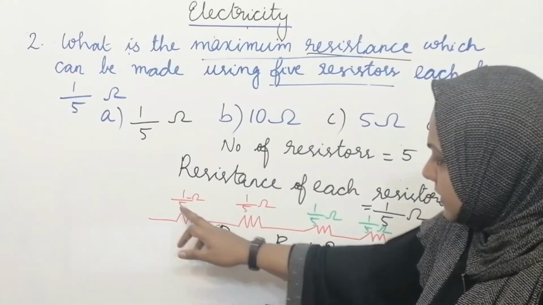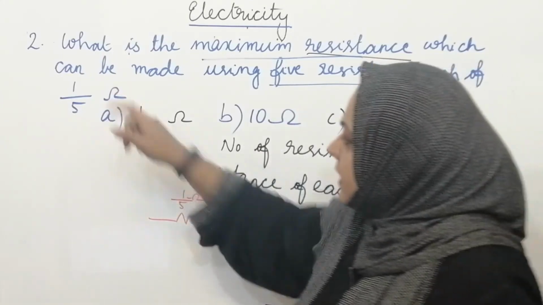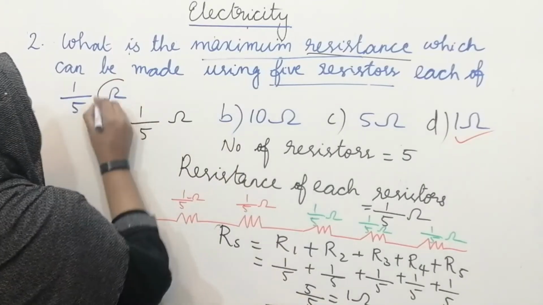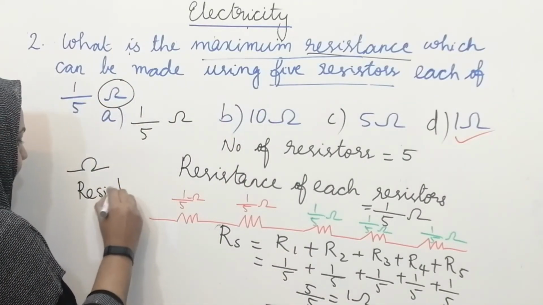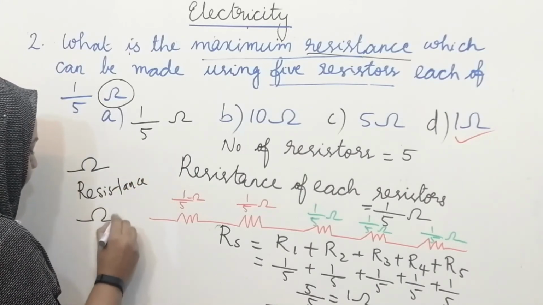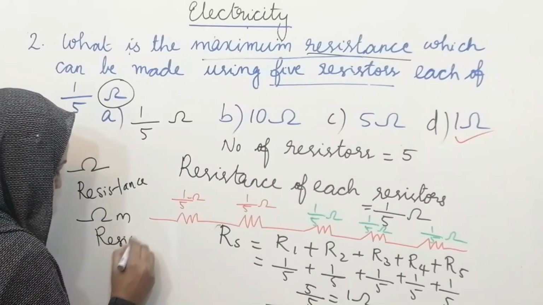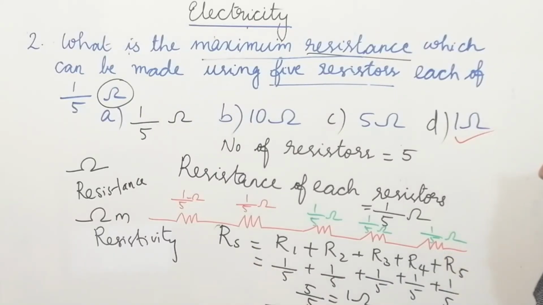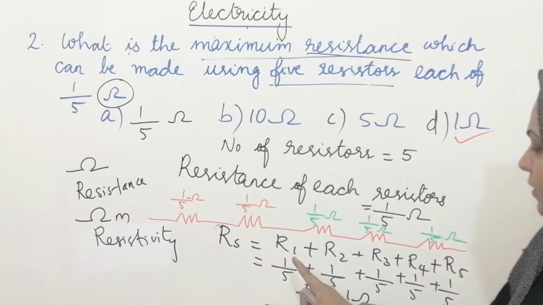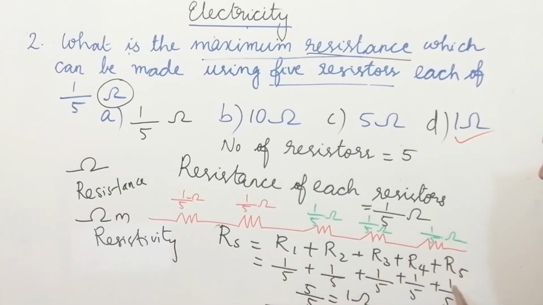We know that what is the resistance here? 1/5 ohm. This is the symbol for resistance. Don't confuse: ohm is the symbol for resistance and ohm meter is the symbol for resistivity. You know that resistance in series is equal to, here there are 5 resistors, so we can arrange R1 plus R2 plus R3 plus R4 plus R5. That means 1/5 you have to write 5 times. When the denominator is same, the numerator you can add directly. So you got the answer 1 ohm.